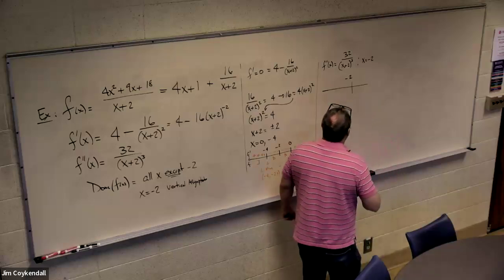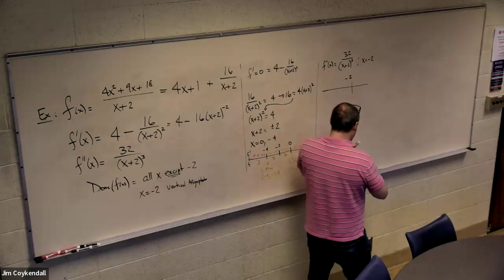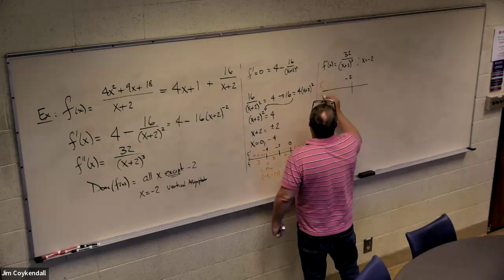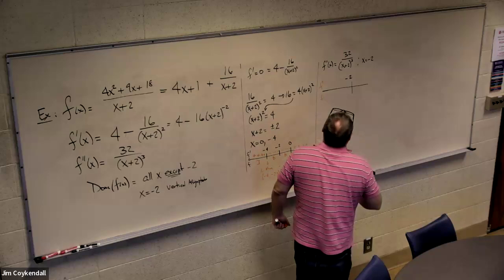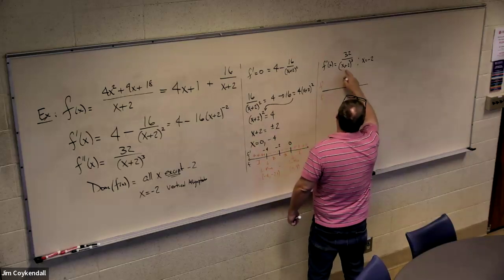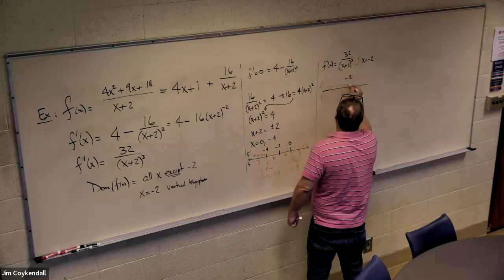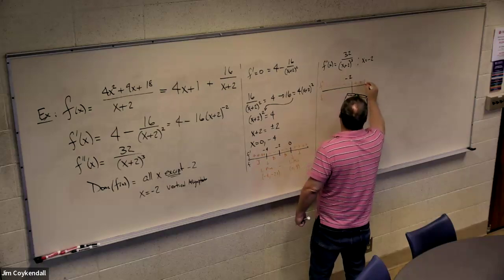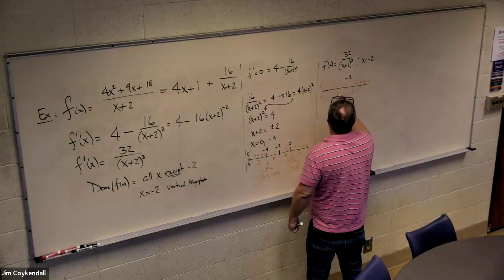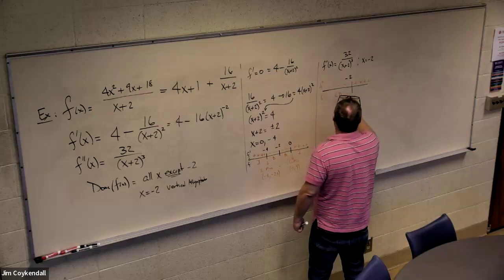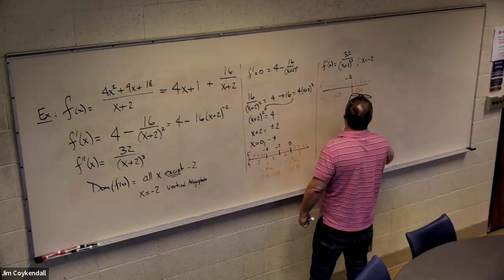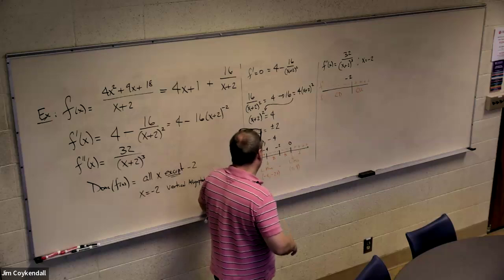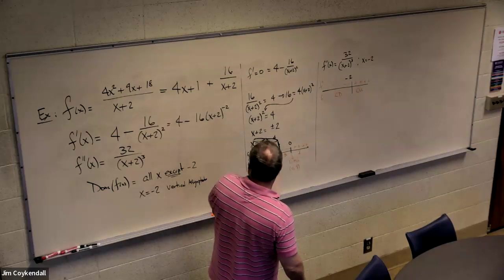Minus 2. Well, this one's not too bad of an analysis to do. When I'm to the left of minus 2, say minus 100, positive over negative. And when I'm to the right of minus 2, let's say 0, positive over positive. So it should be concave down and concave up. And that is not an inflection point because it's not even in the domain. This is a vertical asymptote.